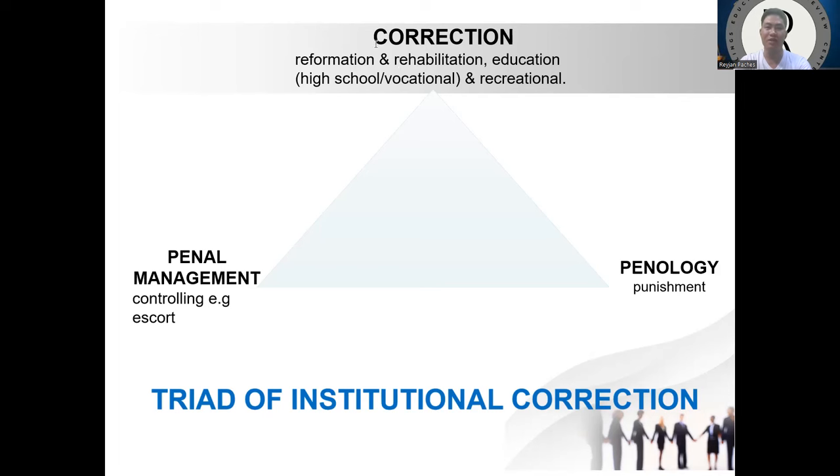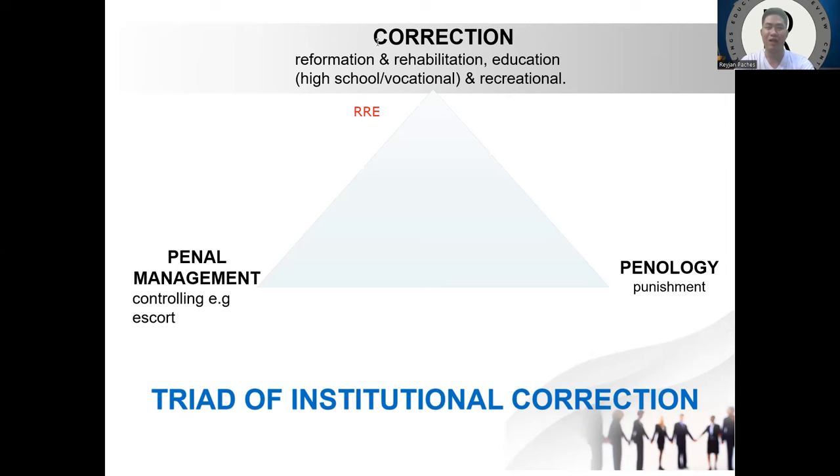When we say correction, of course, it is in charge of reformation, rehabilitation, and education. So what you should remember, class, is that the keyword there is RRE. That is the focus of correction. Then we have high school and vocational under education in correction. That is why some prisoners graduate from high school in Bilibid Prison. That's why it falls under education.